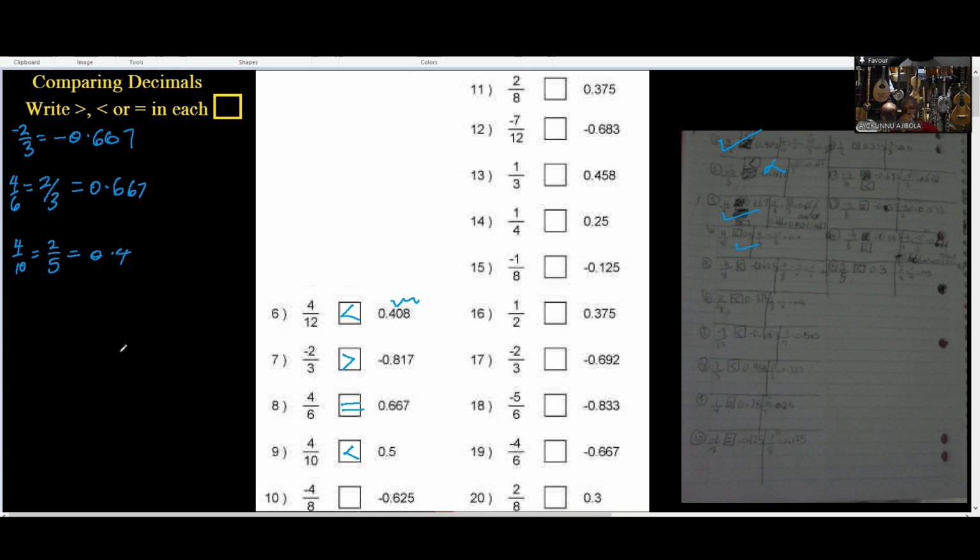So this other one is minus 4 over 8, which is minus 1 over 2, which is minus 0.5. So should it be less than or greater than? Less than. Should it be less than or greater than? Less than. No, this is minus 0.5 and the other is minus 0.6. Less than. Greater than, right?